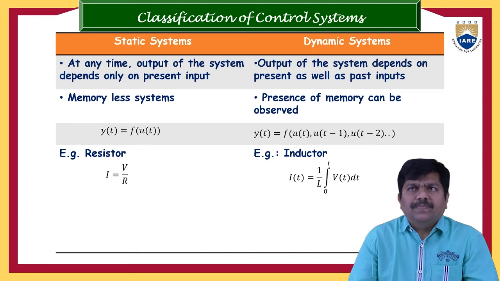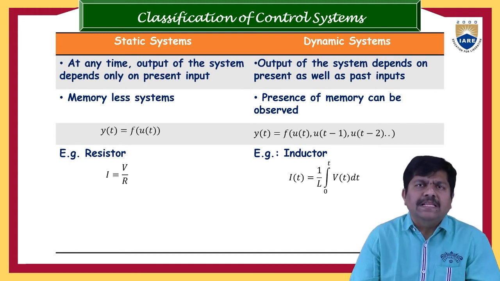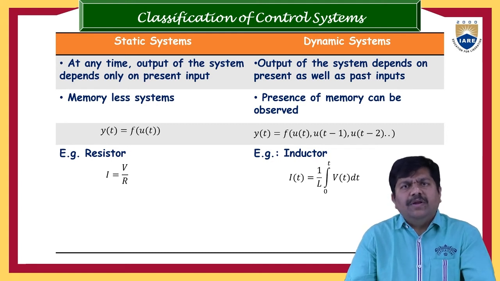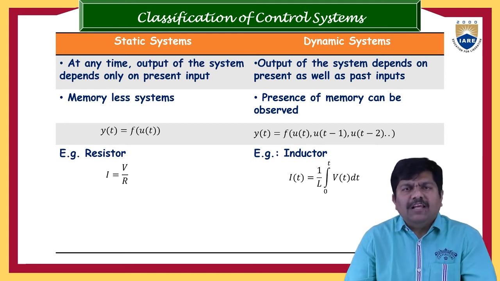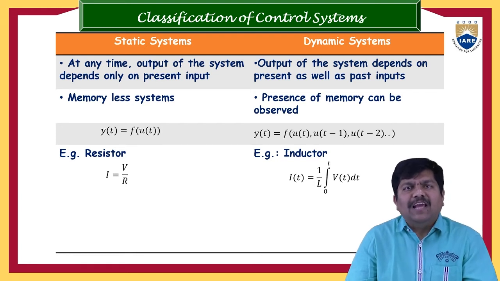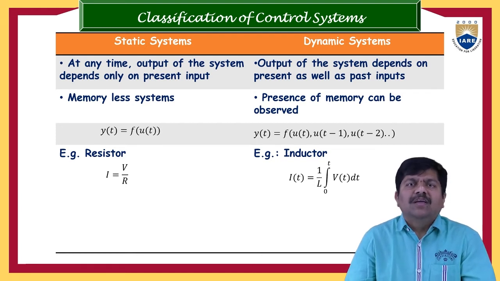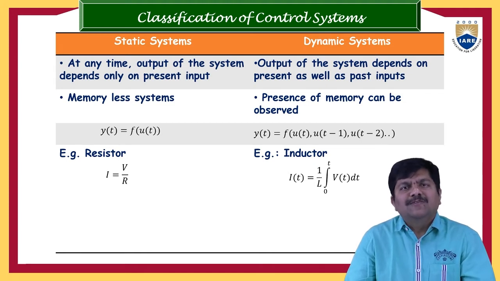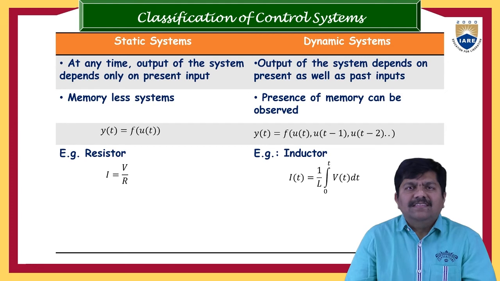Coming to dynamic systems, what happens in them? The examples are an inductor or a capacitor. If any circuit or system is a combination of inductors and capacitors, the inductor will have some initial information with it. What is the initial information? It will have some initial current. The capacitor will have an initial voltage. So these L and C are examples of dynamic systems.